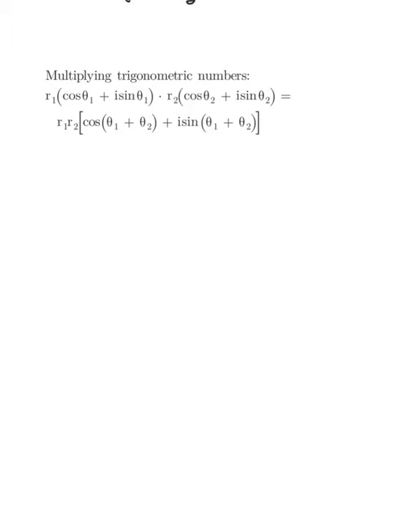The next thing we are going to look at is multiplying trigonometric numbers. If you have two trigonometric numbers that you are supposed to multiply, you multiply the r values and then you add the angle values on the cosine and the sine.